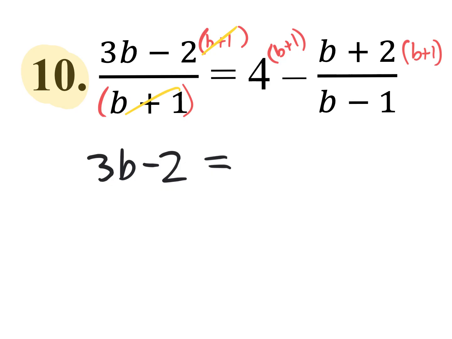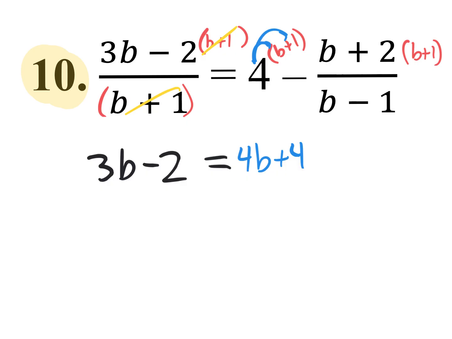Now, over here is where it gets fun. 4 times b is 4b. Let me show my work in blue. 4 times b, 4b. 4 times 1, positive 4. Okay? Now, over here on this fraction, the b plus 1 will not cancel with the b minus 1. So what does that mean? That I need to actually multiply the top with the top since it doesn't cancel. I actually need to multiply it.